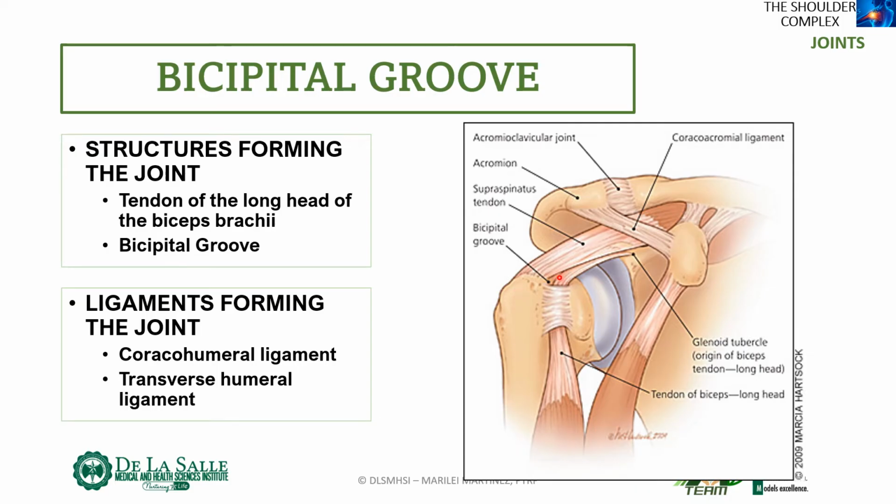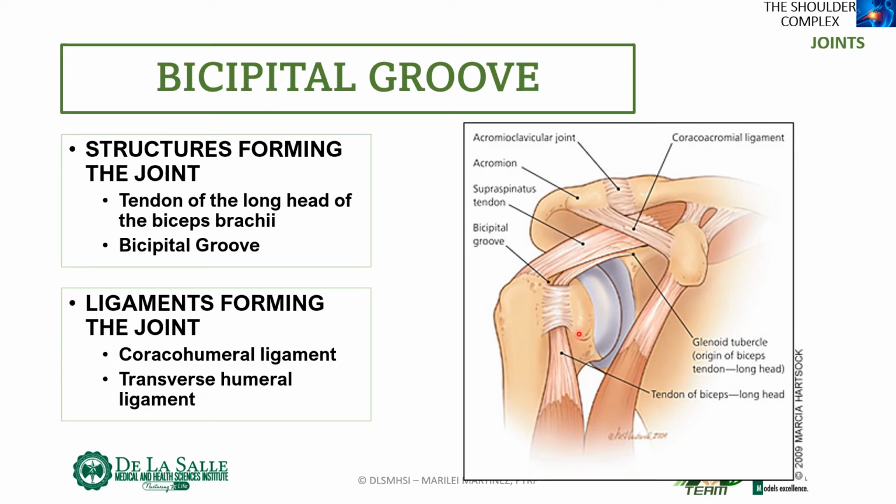So it is the groove between the lesser tubercle and greater tubercle of the humerus. Bicipital groove or intertubercular groove. Structures forming the joint will be first the tendon of the long head of biceps brachii and of course the bicipital groove. As to the ligaments forming the joint, we have your coracohumeral ligament.